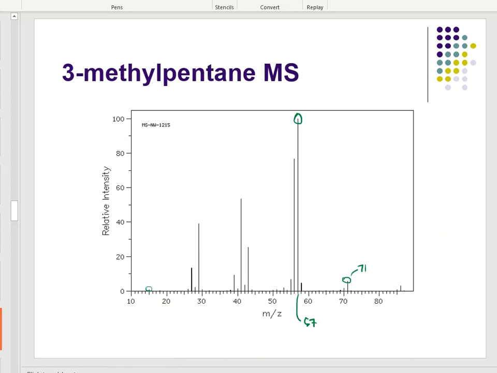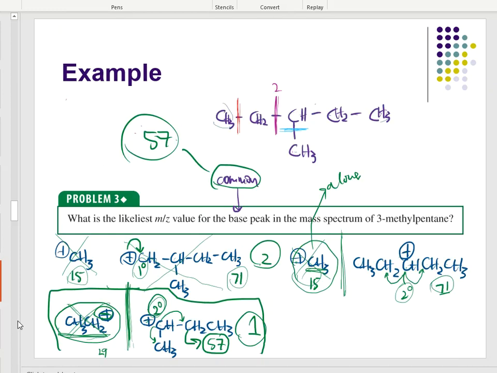I go back to the MS. At 29, we see it. Right there it is, 29. We now know what fragment gave that one. This was 57. We know what fragment gave that one. Now I'm going to go back, and I'm going to take a look at these other pieces, and that's really all the choices that we wrote down, with the exception of everything, right?